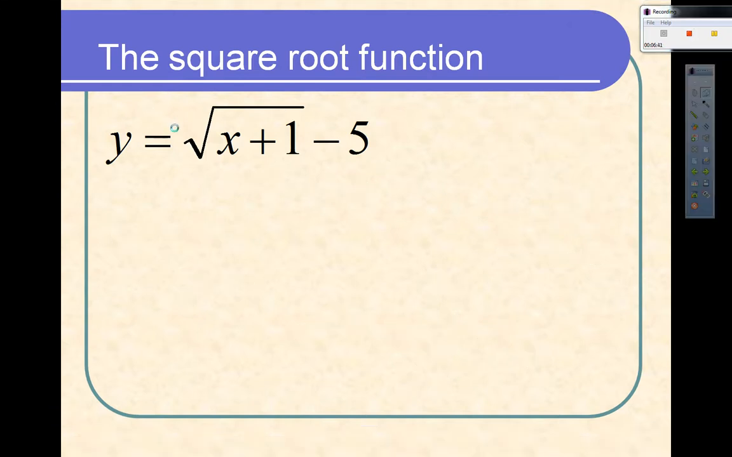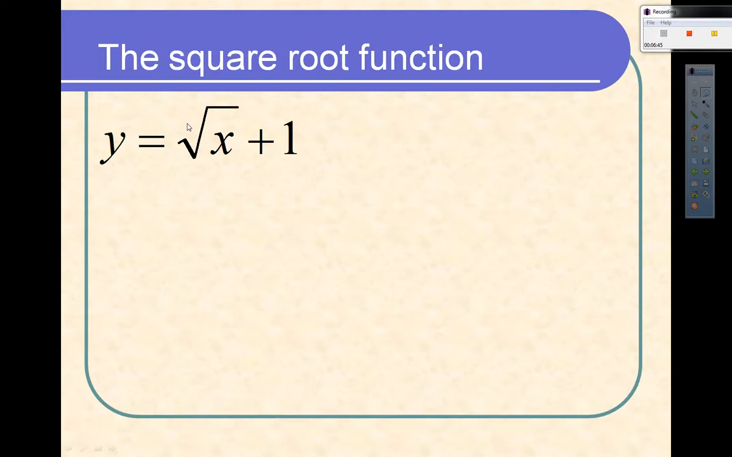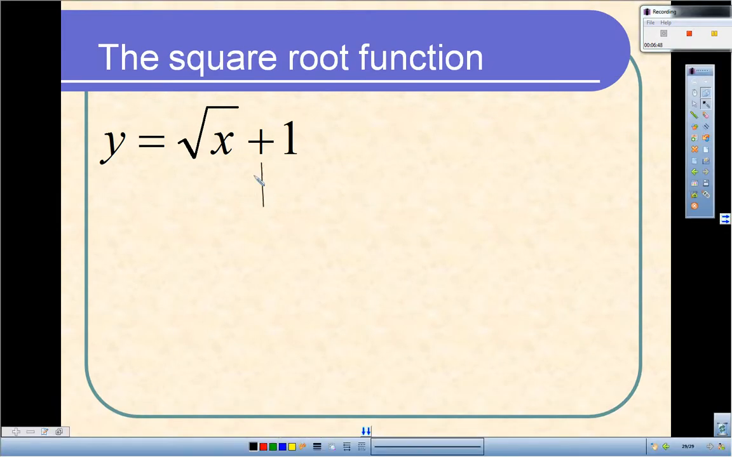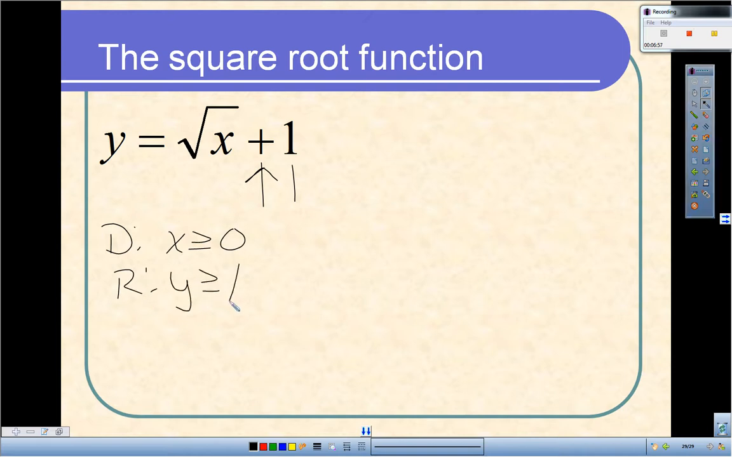Alright, I think I've got time for one more. Yep, one more. So this one, notice that my graph would have moved up 1. There is no number inside the radical, so it means it hasn't moved left and right. My domain then would be x is greater than or equal to 0, and my range would be y is greater than or equal to 1.